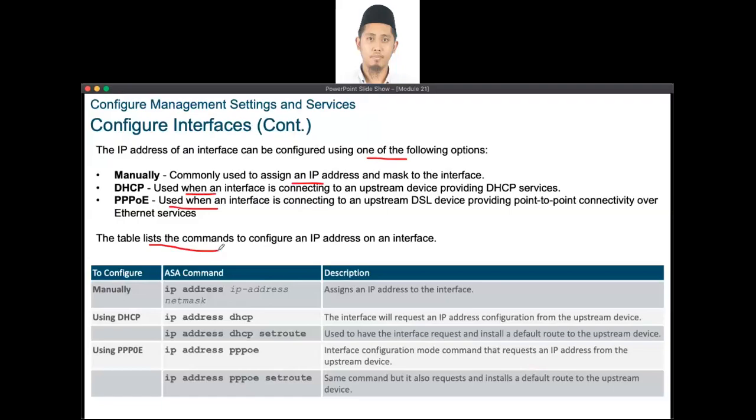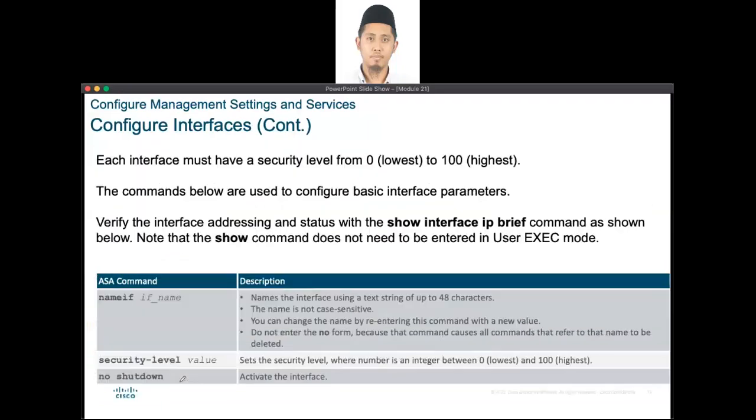So the table below lists the command to configure the IP address on an interface. So you can check all the commands. All right. So each interface must have a security level from 0, which is the lowest, to 100, which is the highest. The commands below are used to configure basic interface parameters.